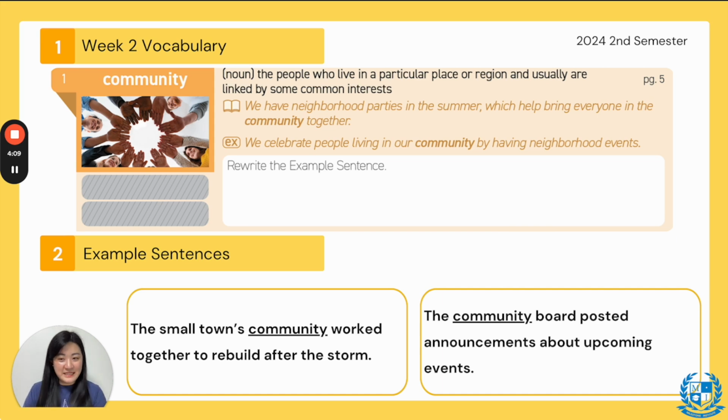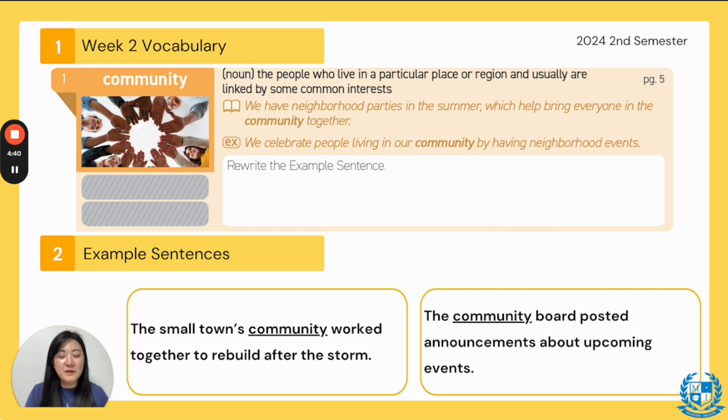So now let's look down here in our extra example sentences. It says the small town's community worked together to rebuild after the storm. Oh my, so pretend that there was a tsunami or an earthquake that happened and it kind of made the neighborhood very dirty and some buildings crashed and fell down. So here the community, everyone came together and worked together to help clean it up.